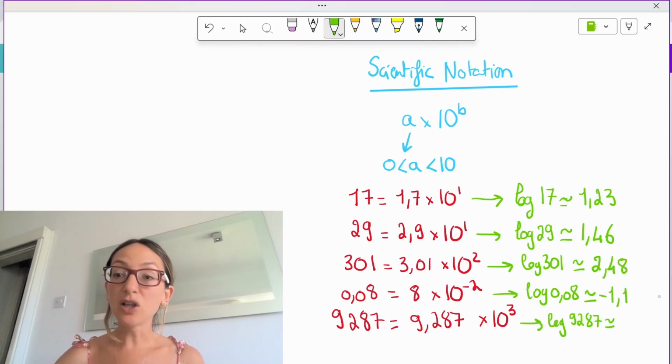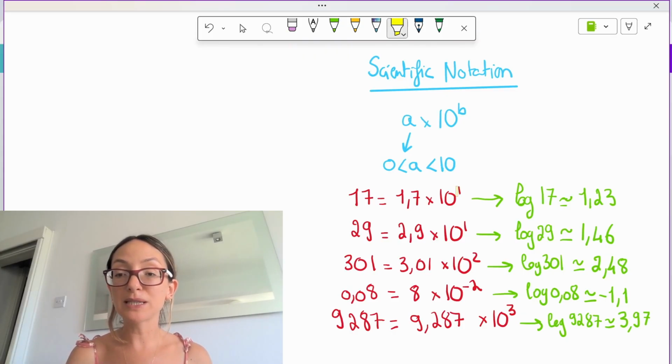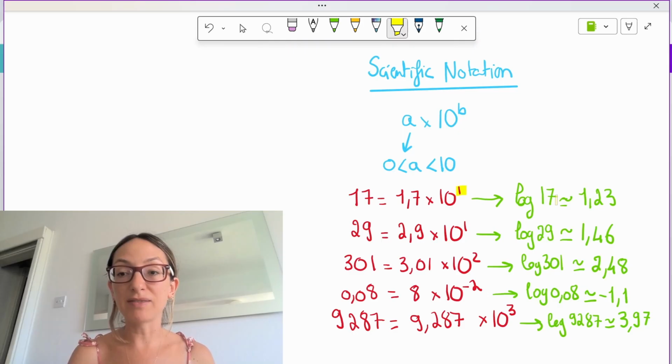And finally, log of 9,287 is approximately equal to 3.97. Now, I want you to look at the numbers that have positive powers of 10. So 17 was of order 10 to the power of 1. Now, look at the log of 17. It's equal to 1.23. 29 is also of order 10 to the power of 1. And the log of 29 is 1.46.